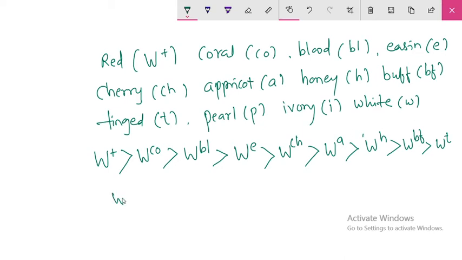Then the peach is dominant over the pearl and the pearl is dominant over the ivory. Okay, and all these shades are dominant over the white. So these are the 12 different shades of the eye color in Drosophila, and they show the dominance hierarchy. That is, the red is the dominant one, and these are the different color shades of the eye color in Drosophila. Here we will see one figure.